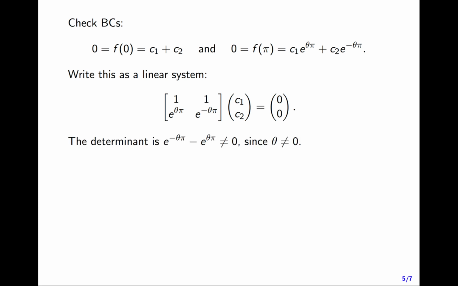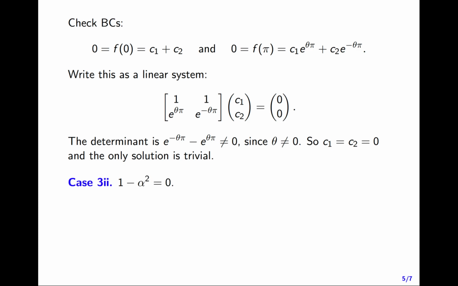Calculate the determinant of this matrix. It's e to the minus theta pi minus e to the theta pi. And that is definitely not 0 because theta is not 0. So the matrix is invertible, c1 equals c2 equals 0, and the only solution is the trivial solution.